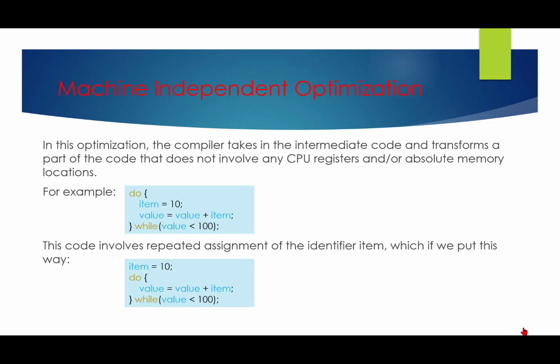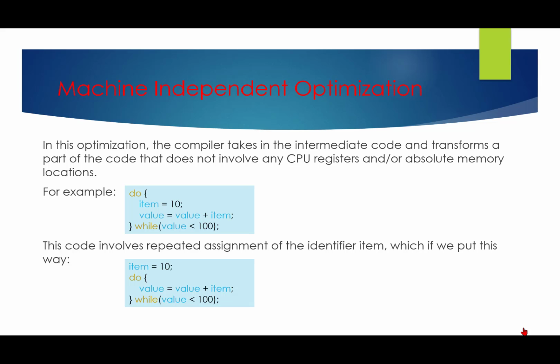In machine-dependent optimization, the compiler takes the intermediate code and transforms a part of the code that does not involve any CPU register and/or absolute memory location. For example, this do function: the statement of the do function is item equal 10, value equal value plus item, while the condition of while is value less than 100.